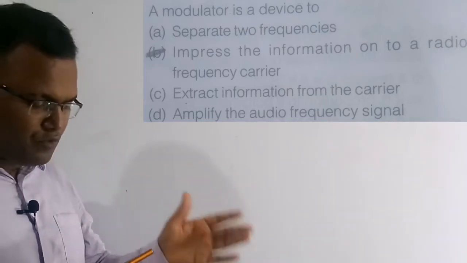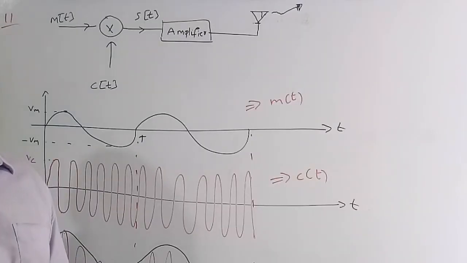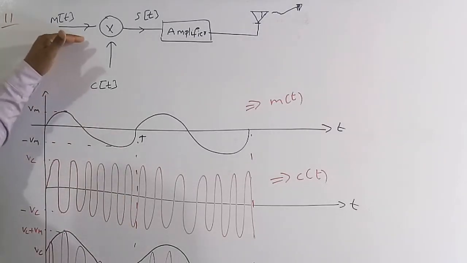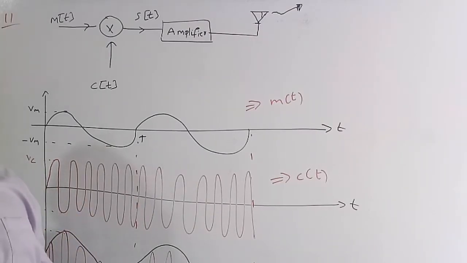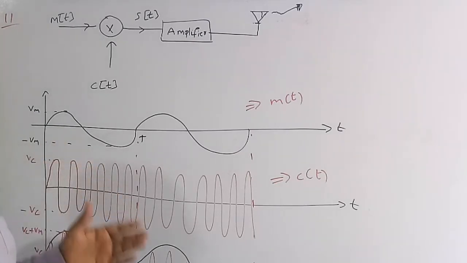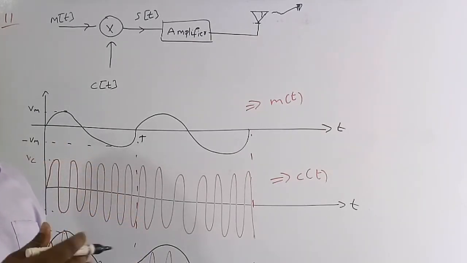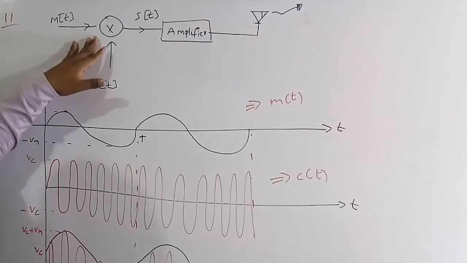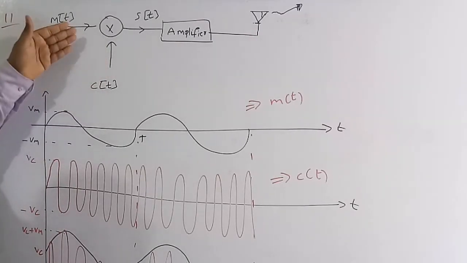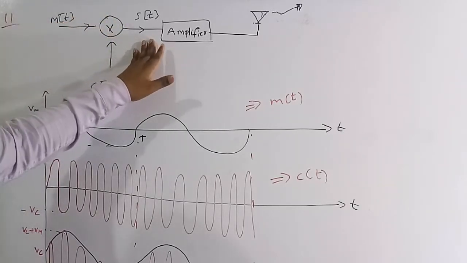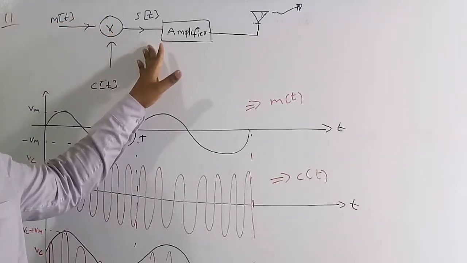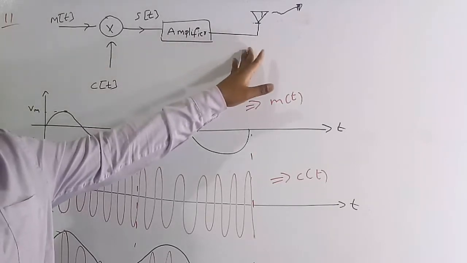So let's discuss some more facts about this one. Generally, the message signals are low frequency signals. The low frequency signals cannot be transmitted over long distances. Therefore, we need to do the modulation process. By using the modulation technique, we transform this low frequency message signal to a high frequency signal. So therefore, this high frequency signal can be transmitted over a huge distance.